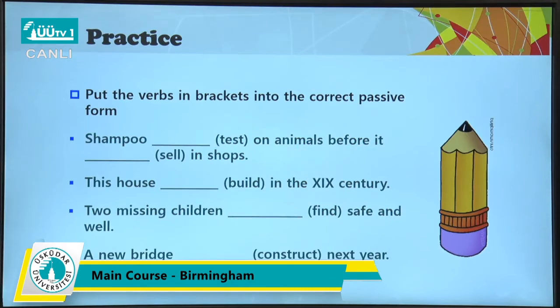Let's practice. I want you guys to put the verbs in brackets into the correct passive form. You have 2 minutes to do it.